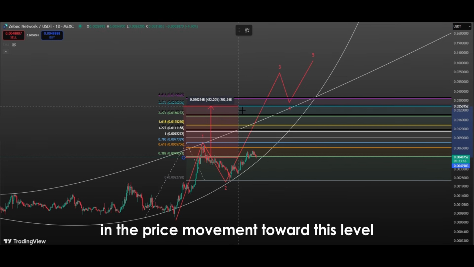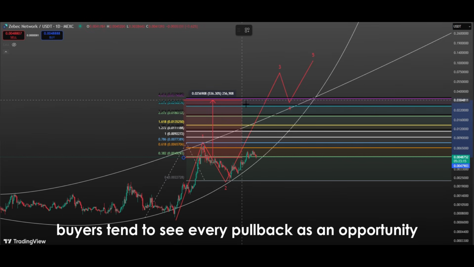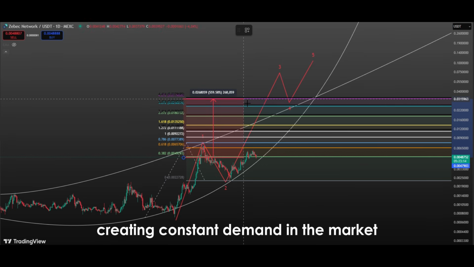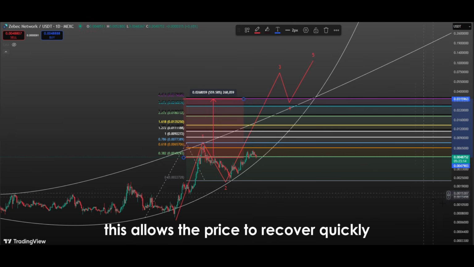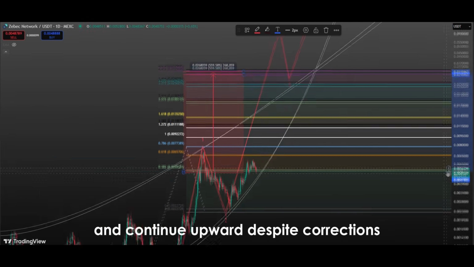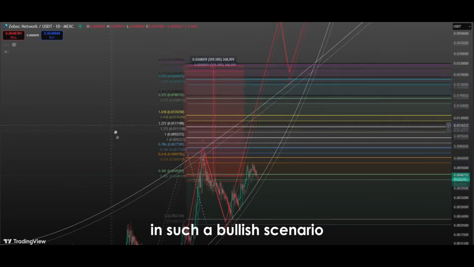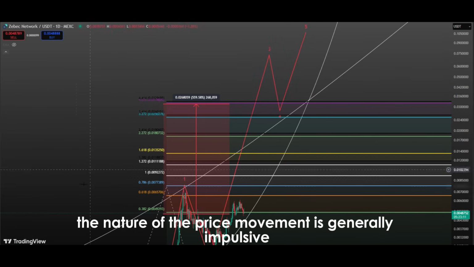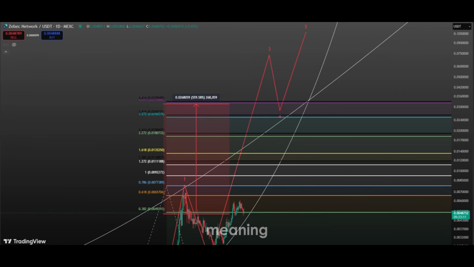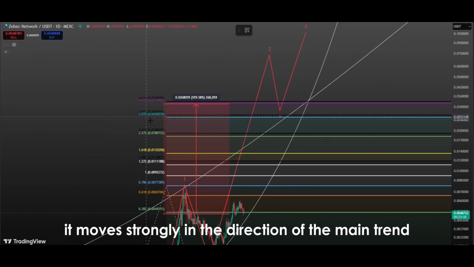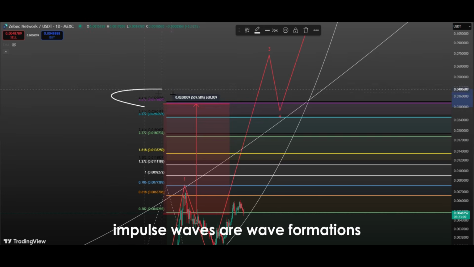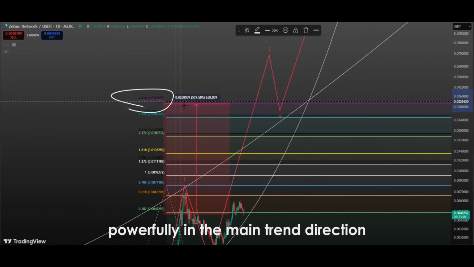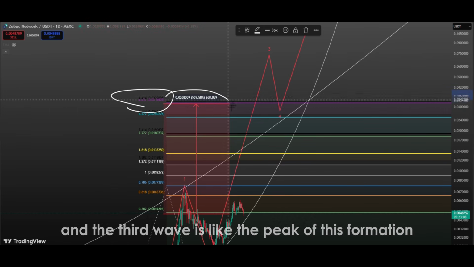During the price movement toward this level, buyers tend to see every pullback as an opportunity, creating constant demand in the market. This allows the price to recover quickly and continue upward despite corrections. In such a bullish scenario, the nature of the price movement is generally impulsive, meaning it moves strongly in the direction of the main trend. Impulse waves are wave formations in which the market advances powerfully in the main trend direction, and the third wave is like the peak of this formation.